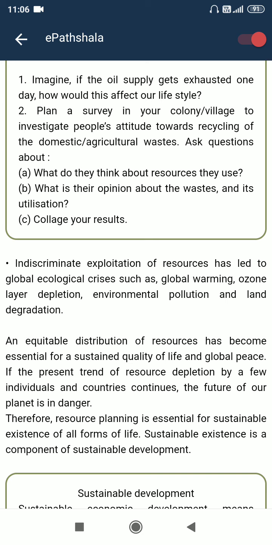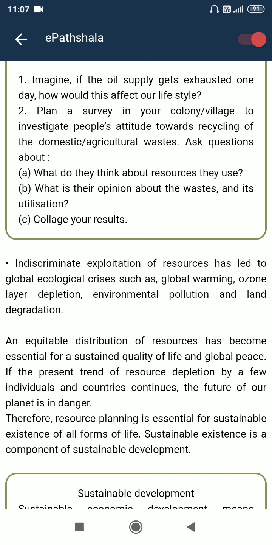Indiscriminate exploitation of resource has led to global ecological crises such as global warming, ozone layer depletion, environment pollution, and land degradation. An equitable distribution of resource has become essential for sustained quality of life and global peace. If the present trend of resource depletion by a few individuals and countries continues, the future of our planet is in danger. Therefore, resource planning is essential for sustainable existence of all forms of life.